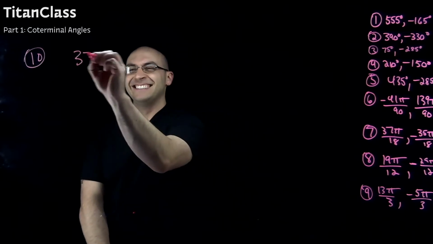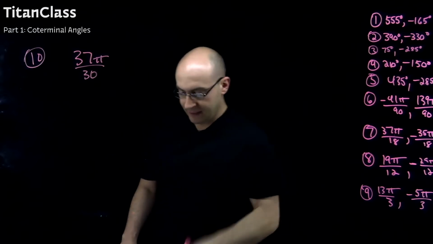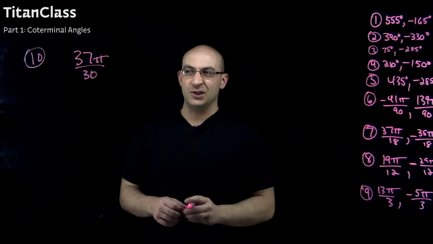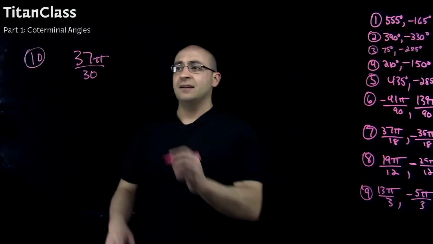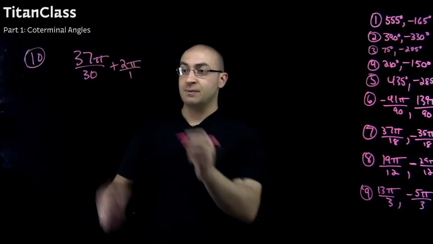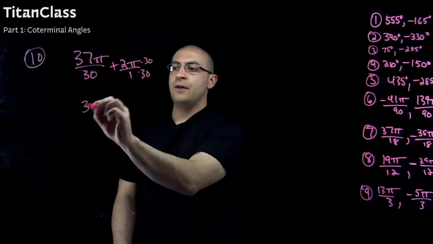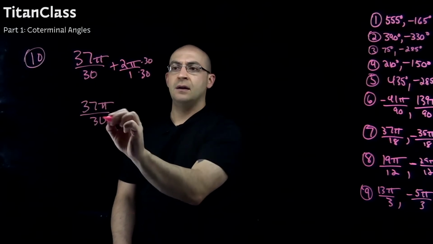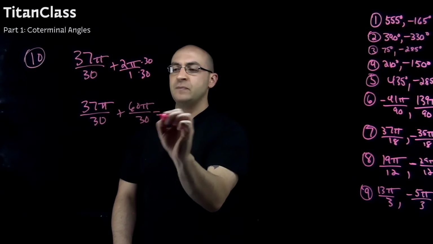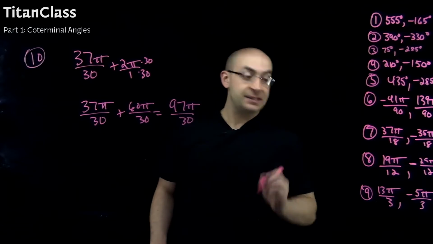37 pi over 30. Okay, messy. Certainly feels like one bigger than 1 revolution, but that's not really super relevant. Let's add, right? So let's add 2 pi. So over 1. Multiply by 30 on top and bottom. We're gonna get some big numbers here, but that's okay, right? 37 pi over 30 plus 60 pi over 30. That's gonna give me 97 pi over 30. That could be my positive coterminal.